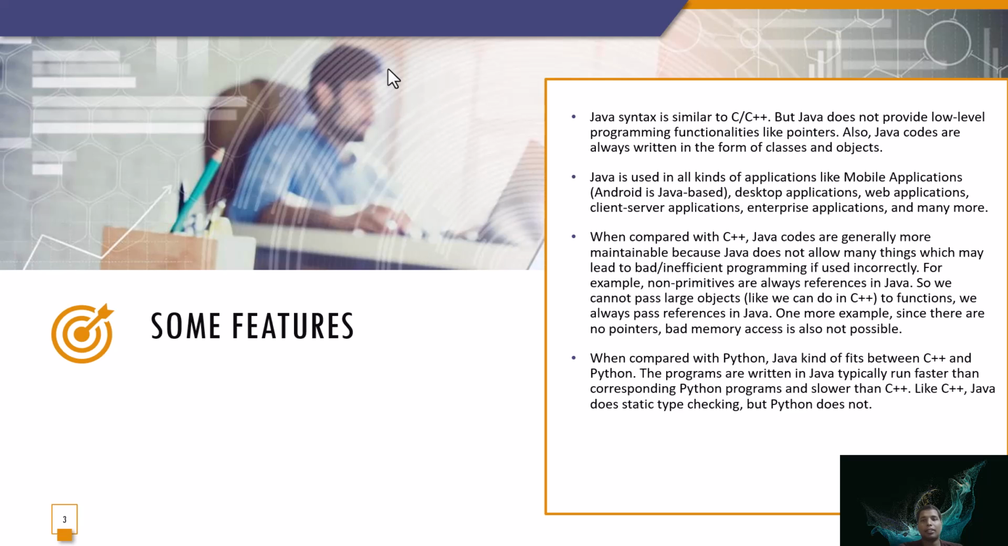When compared with Python, Java fits between C++ and Python. Java is faster than Python, but slower than C++. Like C++, Java does static type checking. What does it mean? Whenever we declare any variable, int or double, Java checks that, but Python does not. We can directly declare an integer variable or string variable, and then along the way, Python figures out which data type it is.